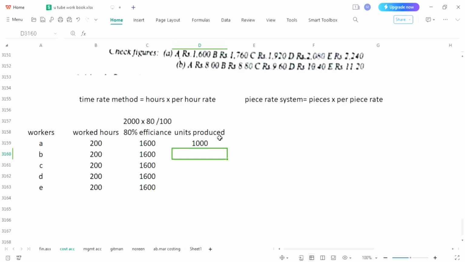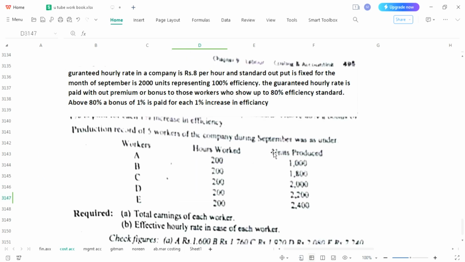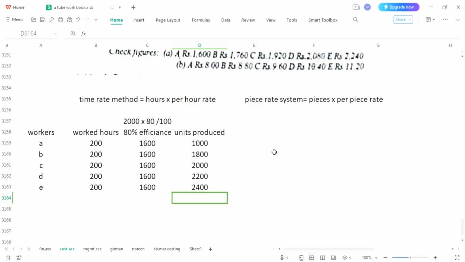1800, 2000, 2200, 2400. I have just seen that there was a difference of 200 for the remaining number of units. Now here you can decide who had worked according to efficiency and who had worked more or less than efficiency. Target here, 80% of efficiency, was 1600 units.